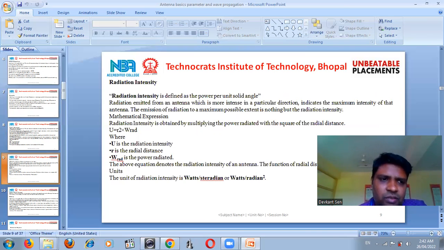Mathematically, it is defined as U is equal to R square into W radiation. U is equal to radiation intensity, R is equal to radial distance, W rad is equal to power radiated. The unit of radiation intensity is watt per steradian or watt per radian square.